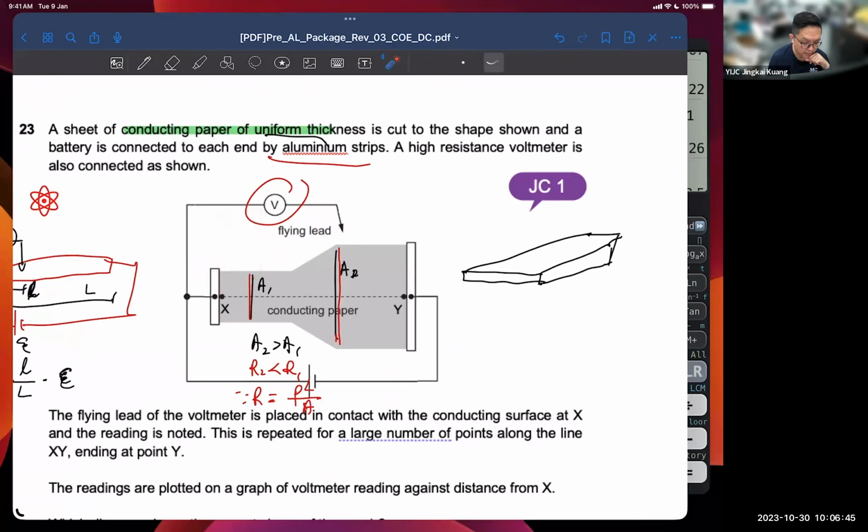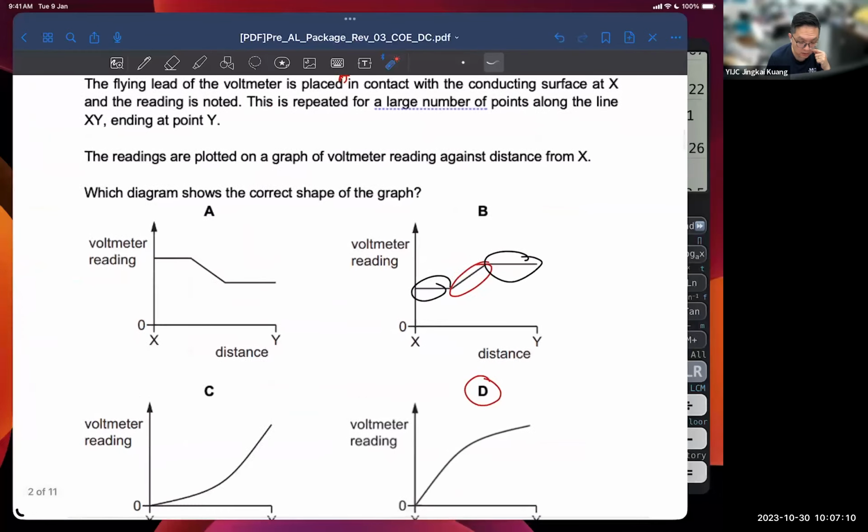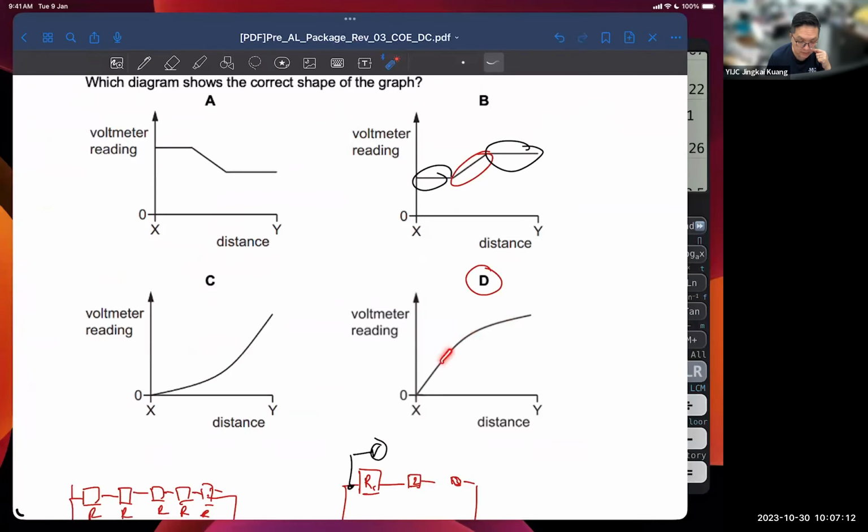So as you go, this will increase. For this portion here, every delta X will increase your total resistance by a fixed amount. That means your PD will also increase by a fixed amount. But when you come to here, this portion widens out. Every strip will cause a smaller increase than the previous one. So your curve will flatten out this way, this portion here.